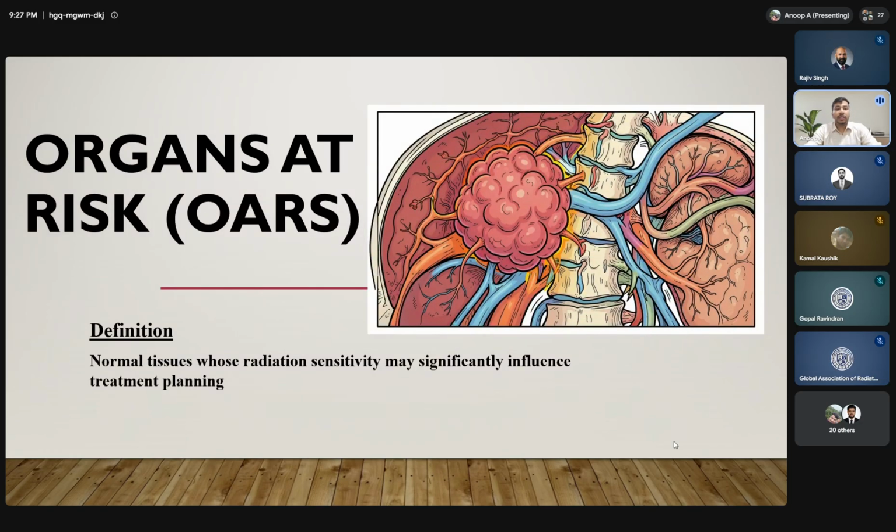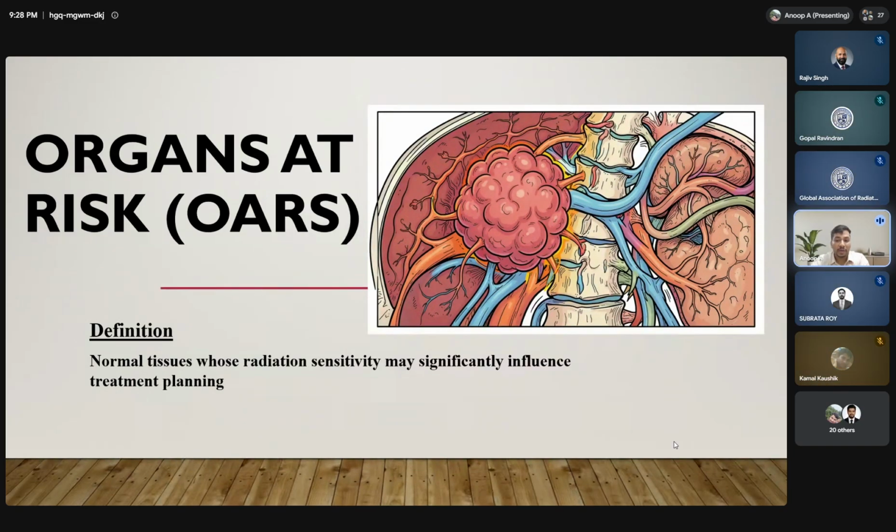Then we will start with organs at risk. Definition you already discussed: normal tissue whose radiation sensitivity may significantly influence the treatment planning. An OAR is a healthy normal organ or tissue located close to the tumor that could be seriously damaged by the radiation beam. While the entire goal of radiotherapy is to deliver a destructive lethal dose to the tumor, the goal for an OAR is the exact opposite: shield it as much as possible.